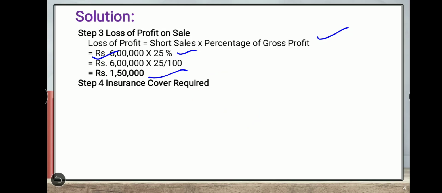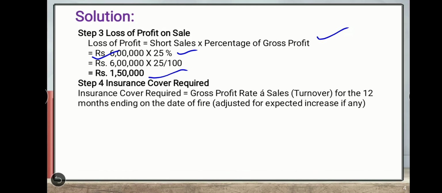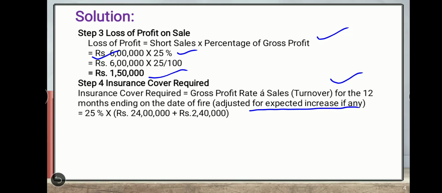So insurance cover required is equal to gross profit rate multiplied by sales for the last 12 months ending on the date of fire. And in this example there is a 10% upward trend in the business. It means we have to add 10% in the sales. So let us see the formula. Gross profit rate multiplied by sales for the 12 months and there is an expected increase, so we have to add this, which is 10%. So 25% gross profit rate.